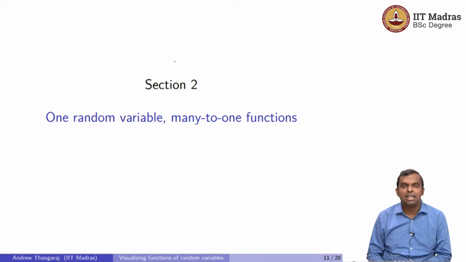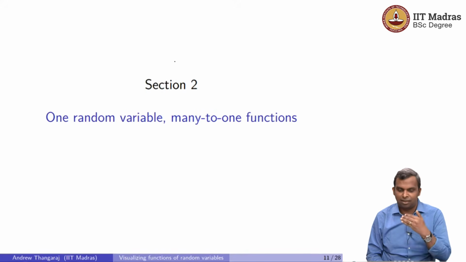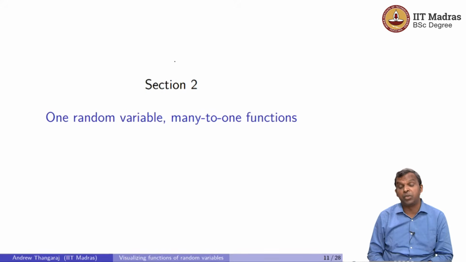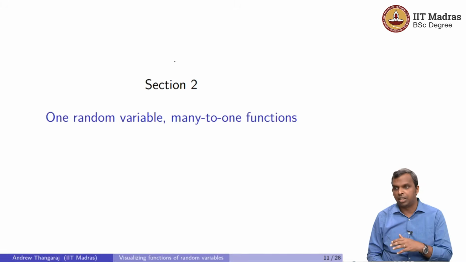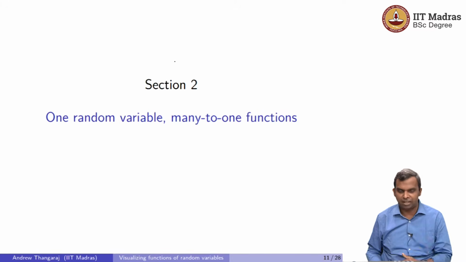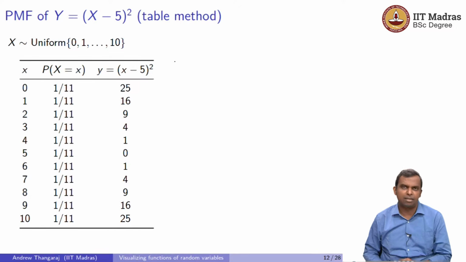Hello. In this lecture, we are going to jump to the next step where you have one random variable, but instead of one-to-one functions, you have many-to-one functions. So this is the next interesting case. Once again, we'll begin with an example.